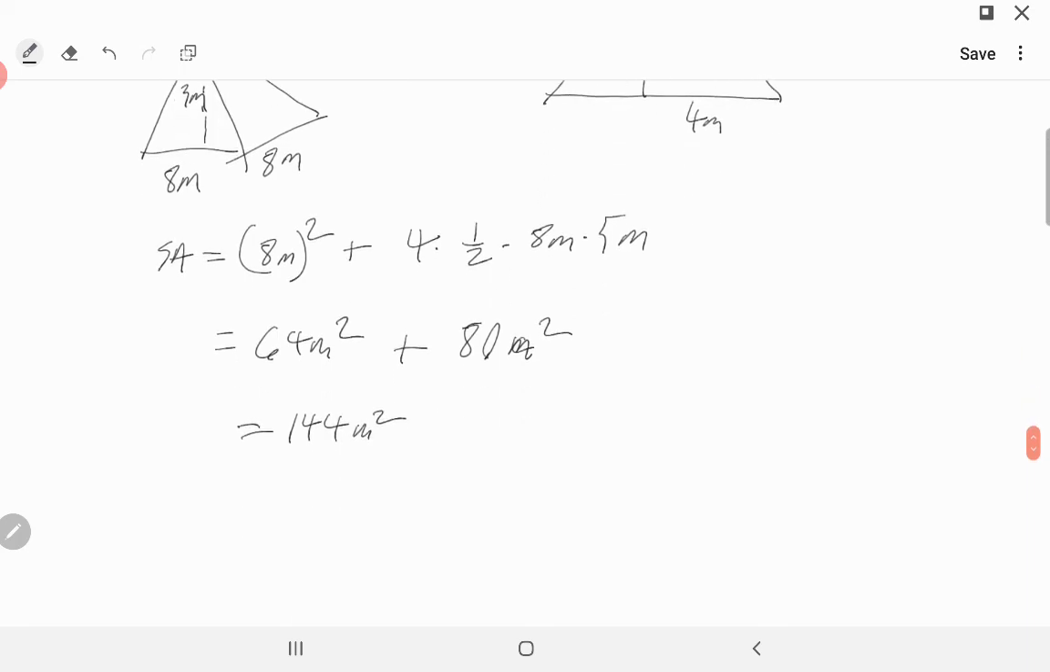And if we were curious, the volume would turn out to be 1/3 times the base times the height. So we have 1/3 times 8 meters quantity squared times the height of 3 meters. And so we would end up getting 64 cubic meters. And so you'll notice that volume and surface area are often very distinct. You can have a very large surface area and a very small volume. It just depends on how the object is shaped.